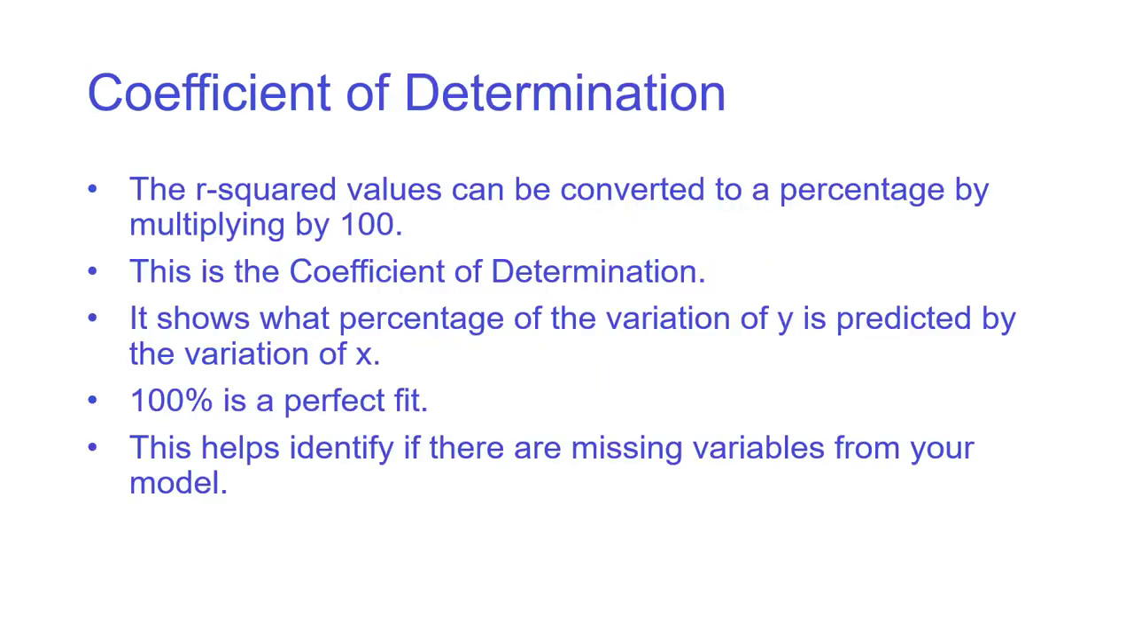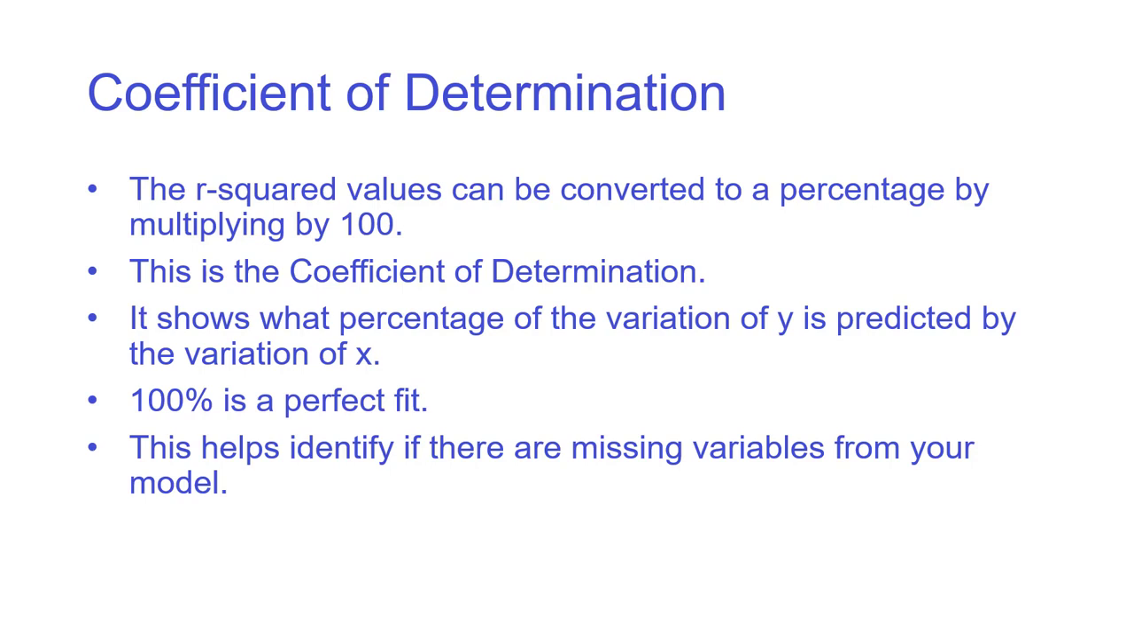One final thing that I need to talk about in terms of the R's and Pearson's is, if you square the R values from Pearson and then convert it into a percentage by multiplying by 100, that's called the coefficient of determination. So this tells you what amount of the variation of the variable which is in Y is predicted by the variation of X. 100% is a perfect fit if you have a correlation of 1.